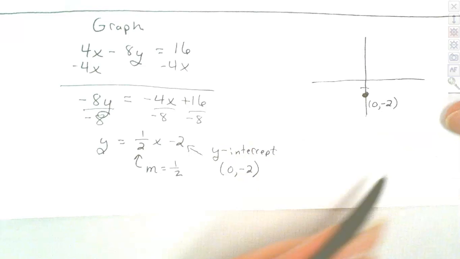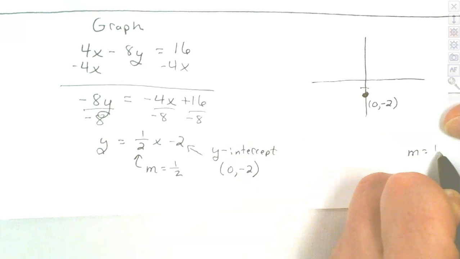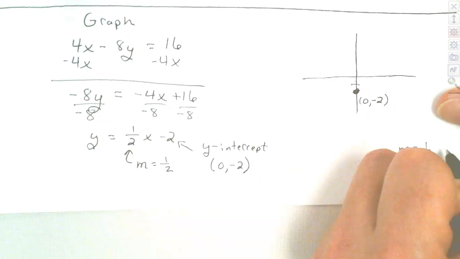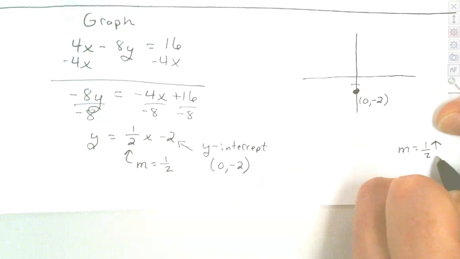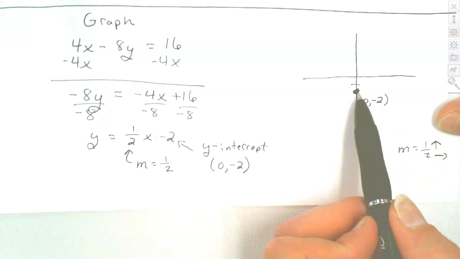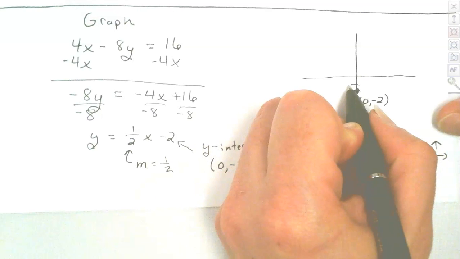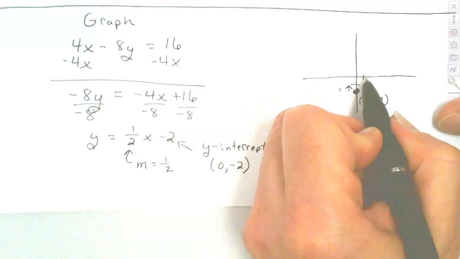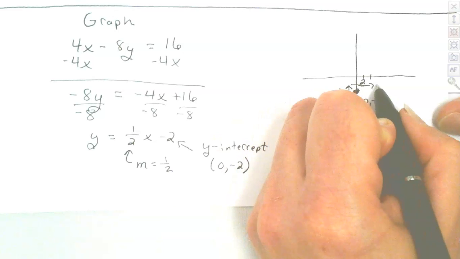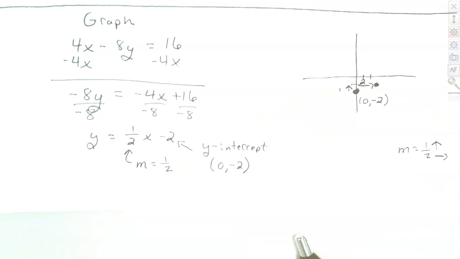Our slope is 1/2. So what does that tell us then? We've got to go up 1 unit and over 2 units. So from our y-intercept at (0, -2), we're going to go up 1 and over 2. Make our dot, connect them together.